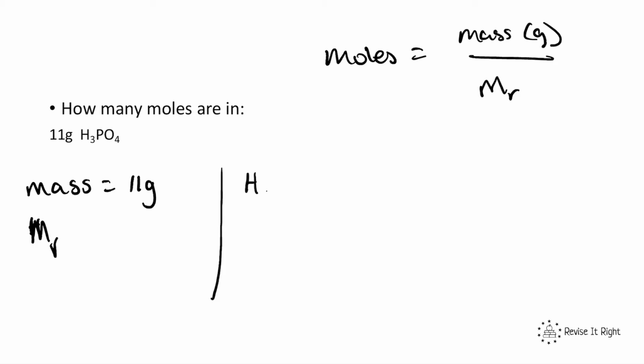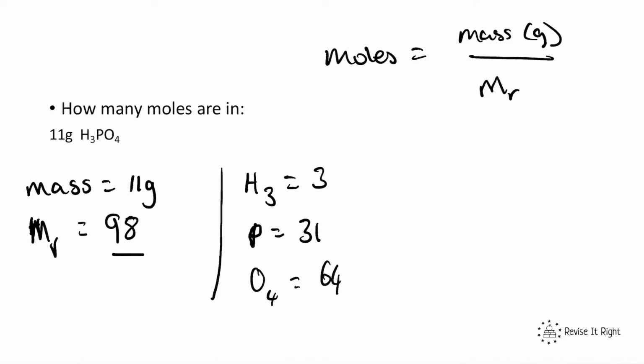H3: H is 1 on the periodic table, so 3 of them is going to equal 3. Phosphorus is 31. If you look on the periodic table, it's the largest number. And O4: oxygen is 16 times 4, which gives you 64. Then we just have to add those together. So it's 64, add 31, add 3, gets you 98. So the MR of this compound here is 98.